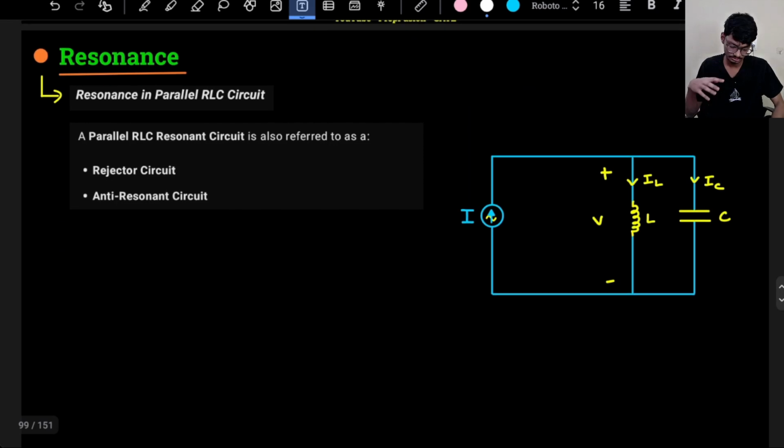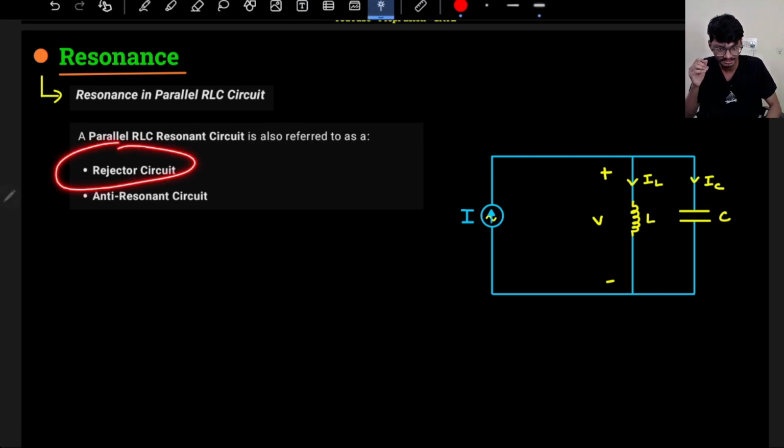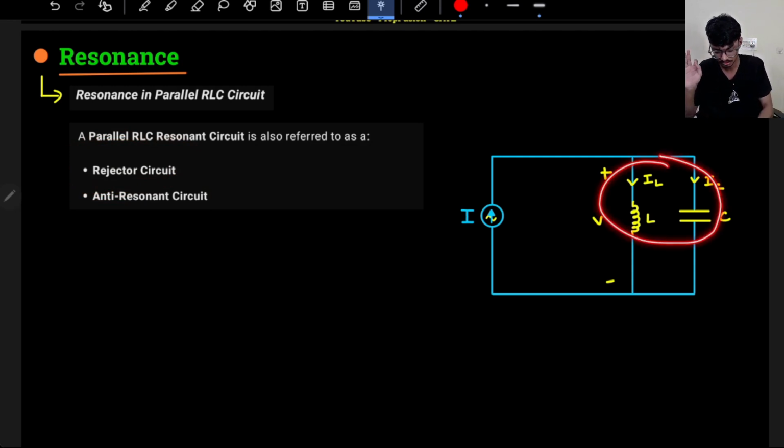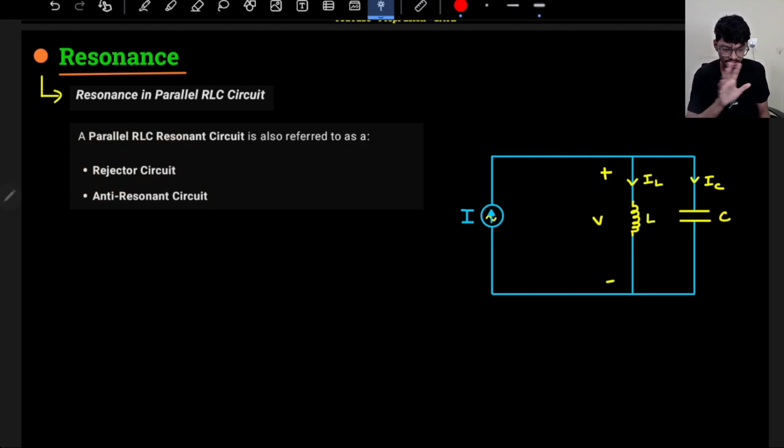Now let's discuss what a parallel RLC circuit signifies. A parallel RLC circuit is like a rejector circuit. Why does it behave as a rejector circuit, or an anti-resonance circuit? Whenever a term is present, it is associated with some condition. The condition is that we are discussing the currents. It is rejecting the currents. What do I mean by rejection? Let's say I don't have any resistance. I have only this L and C. What is the resonant frequency? 1 by root LC. That is the resonant frequency.